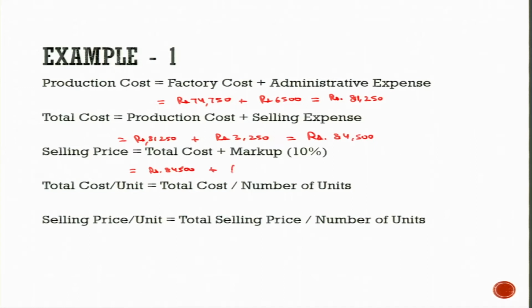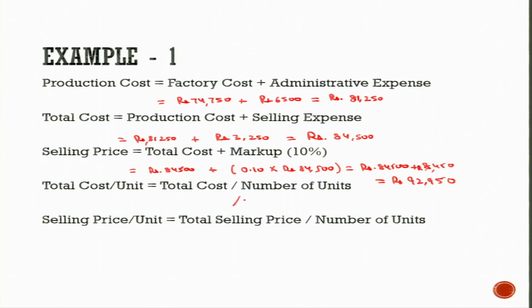Now, selling price is total cost plus 10% markup, that is 84,500 plus 10% of this, that is 0.10 into rupees 84,500, which is equal to rupees 84,500 plus 8,450, which is equal to rupees 92,950.